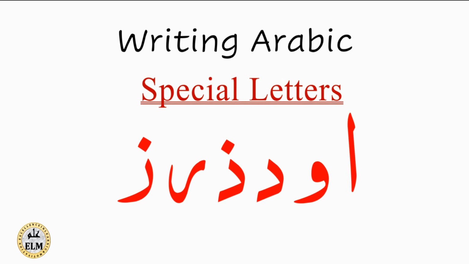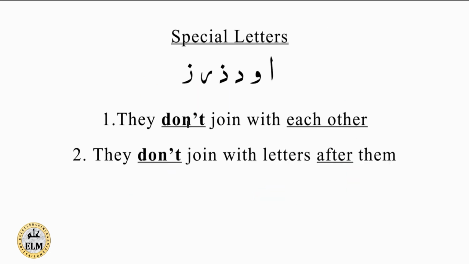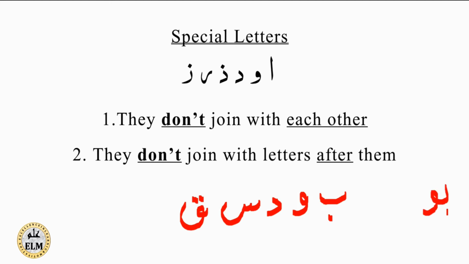Okay, two things you need to remember. First is that they do not join with each other. So if there is a word, let's say there is this word: ba, waw, dal, sin, qaf. I'm just making this up. They will not join with each other. So if I want to join this, I will join it like this: ba, waw, then dal, then sin, and then qaf. That's how I would join it. See, waw is refusing to join with dal. Okay, that's the first one.